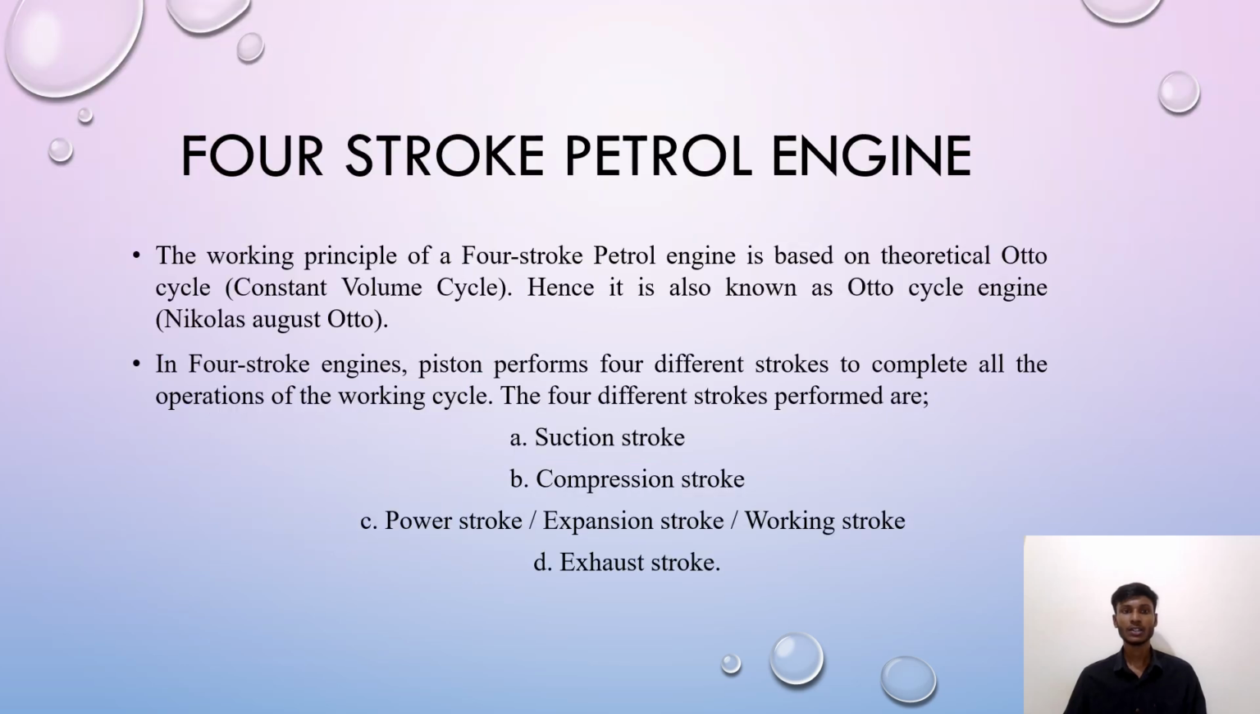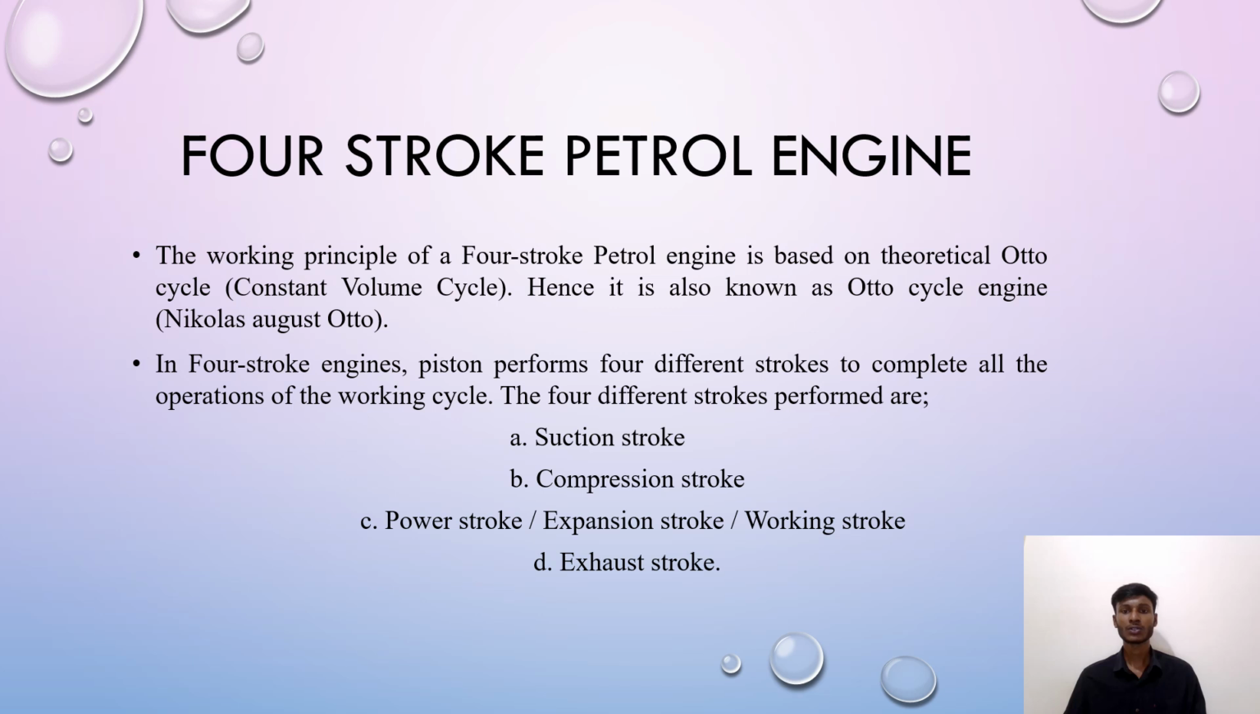4-stroke petrol engine. The working principle of a 4-stroke petrol engine is based on the theoretical Otto cycle, a constant volume cycle. Hence, it is also known as an Otto cycle engine. In a 4-stroke engine, the piston performs 4 different strokes to complete all the operations of the working cycle.